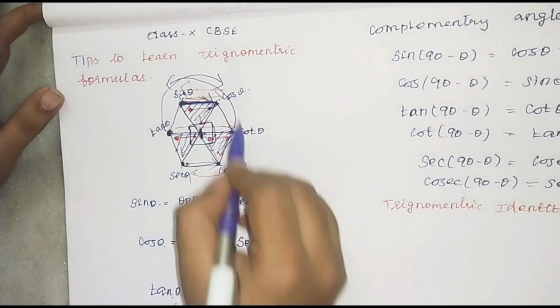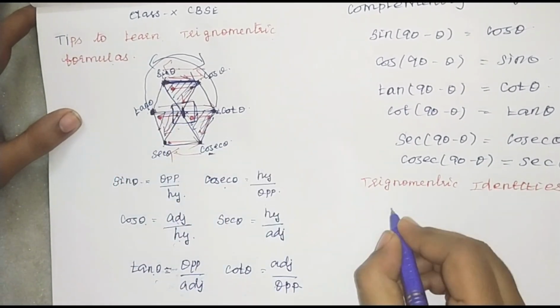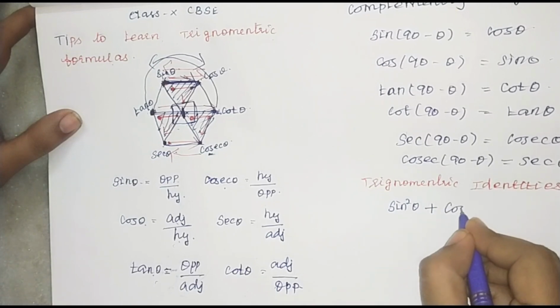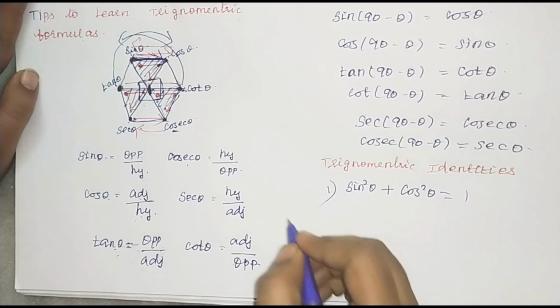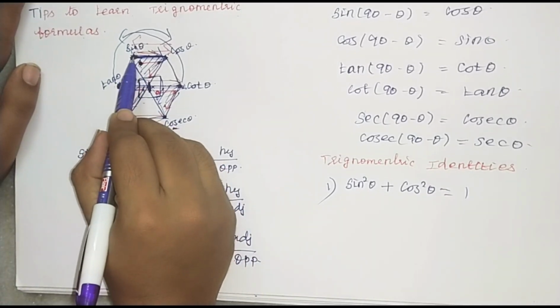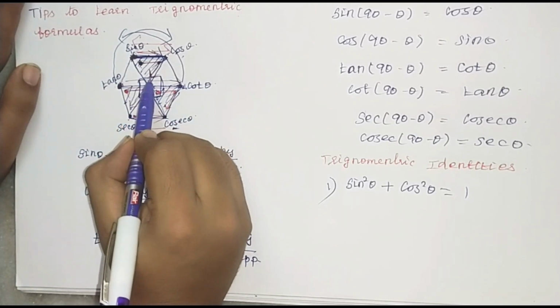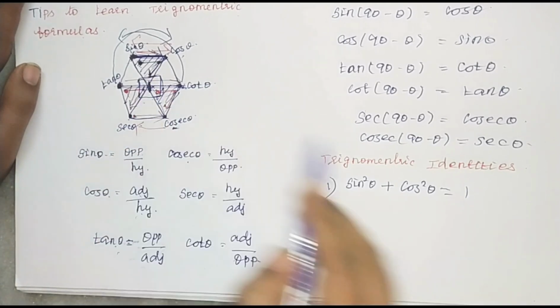So we can memorize the formulas easily. I will write, listen. Sin square theta plus cos square theta equals 1. It is the first trigonometric identity. We can remember easily. See here sin and here cos, and in the middle 1. You draw the arrow diagram like that. Sin square theta plus cos square theta gives 1.